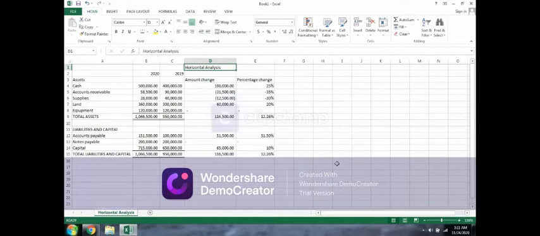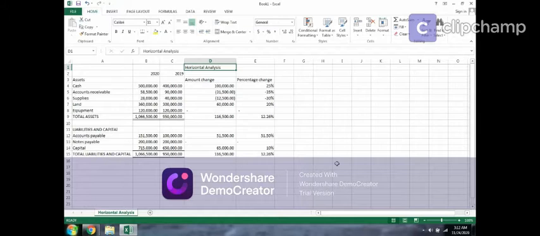Next thing to do is to get the percentage change. In order to get the percentage change, divide amount change, which is 100,000, by base year, which is 400,000. And that would be 25%. When we interpret this, in 2019, the cash is 400,000 and it becomes 500,000 in 2020. So what does it mean? It means that the cash increased 100,000 and it increased 25%.